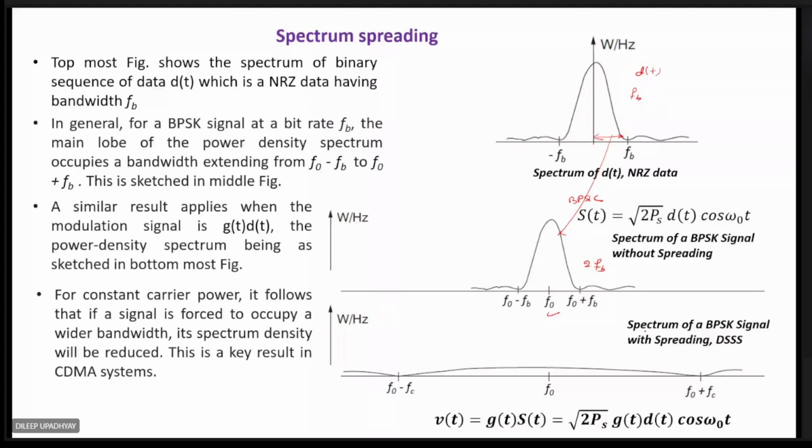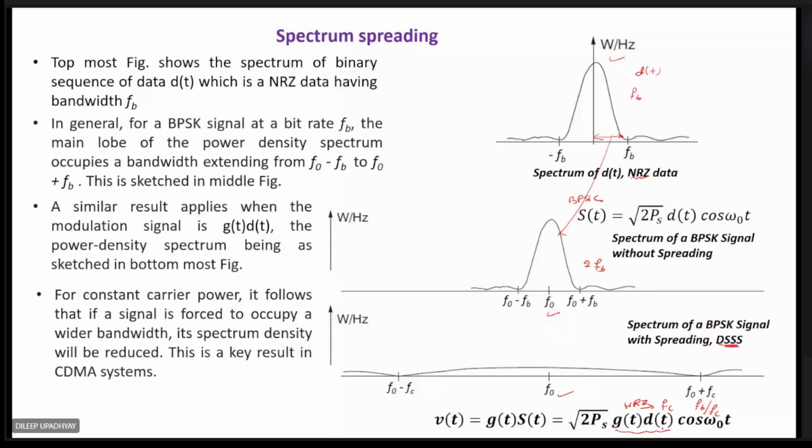Since the direct sequence spread spectrum signal is represented by √2Ps d(t) g(t) cos ω0t, and d(t) g(t) has the chip rate of fc, and d(t) g(t) is nothing but the NRZ data, we know that for NRZ data our power spectral density is this. So this power spectral density will be shifted to ω0, that is f0. But as we know from the previous slide, this power spectral density will reduce by the amount of fb by fc. So the peak of this one is reduced.